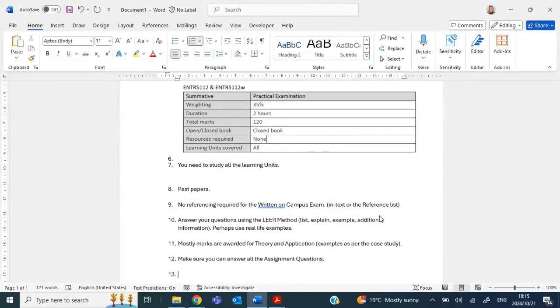And then another thing that you can do is maybe go through the learning units, go through the unit recordings, because there I give you hints of important questions.